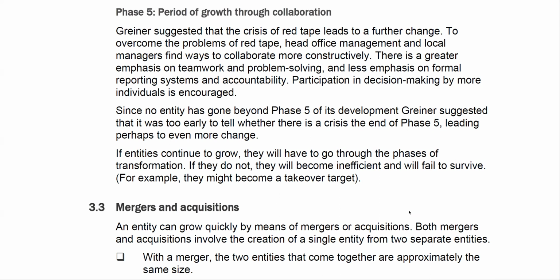So if entities continue to grow, they will have to go through the phases of transformation. If they do not, they'll become inefficient and will fail to survive, right? That means you cannot even get to phase 5 because there's so much crisis. For example, if you were trying to grow and you didn't grow well, you didn't structure well, it might create a problem, and you may become a takeover target, because people may want to take over that company.